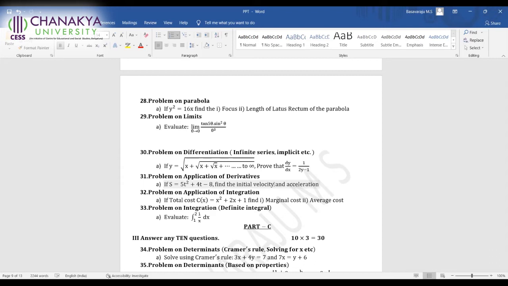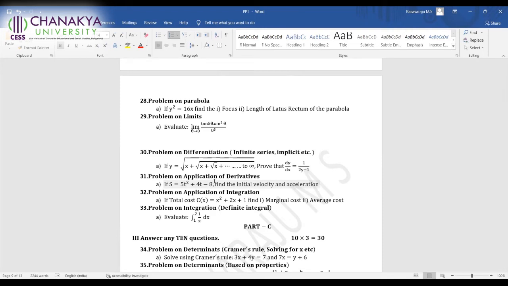What is the meaning of initial velocity? At the time t is 0. So what happens if I differentiate one time 5t square plus 4t minus 8? It becomes 5 into 2t, that is 10t plus 4. So replace t as 0, it becomes 4. That is the initial velocity when t is 0.